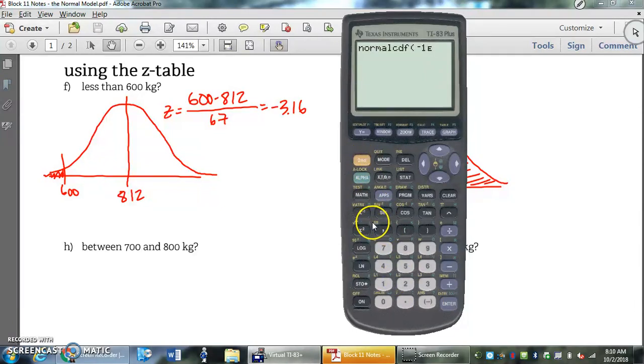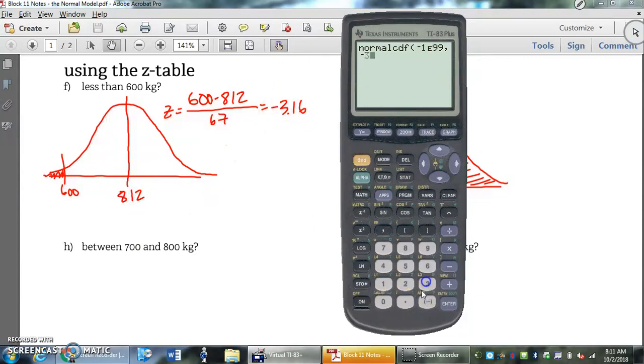This little uppercase E is what we want. That stands for times 10 to the. So -1 times 10 to the 99. And what that does is it puts it as a really, really negative number. So -1 with 99 zeros coming after it is what that is. And that just sets it really low. Since I want less than, it's the closest we can get to negative infinity on the calculator. So we're always going to set that as our lower limit, and then comma, and then your z-score will be your upper limit.